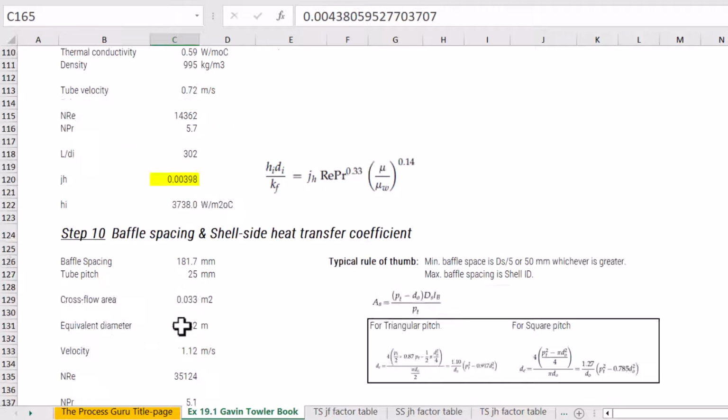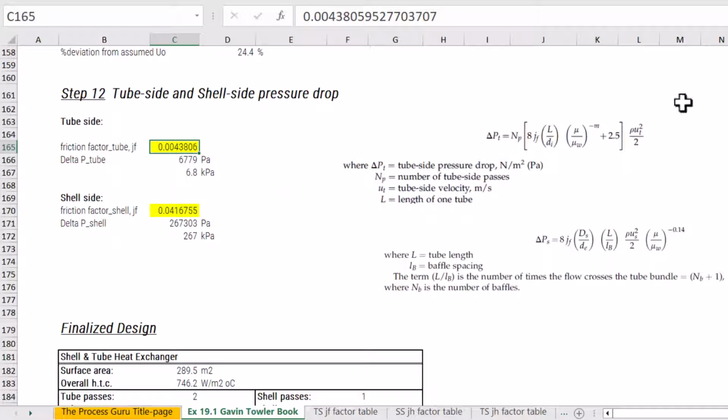So let me link this one. Okay, so now it is dynamically linked. If anything changes, this value also would change. And the delta P is just the formula that is mentioned here, and it is coming 6.8 kilopascal. It's very less. If you remember, our allowable pressure drop on the tube side is 80 kilopascal. So we have a good amount of room to increase the pressure drop if we want, by increasing the tube passes or like that. But let's stay with this. At least we are not violating the allowable pressure drop criteria.